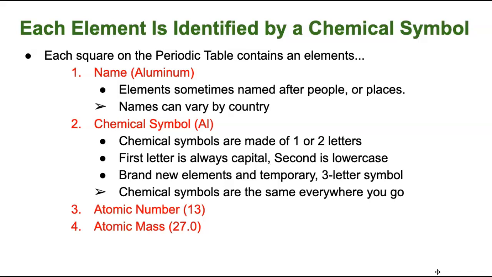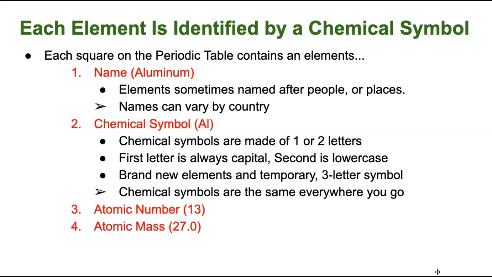Now each element has its very own square on the periodic table, and inside each square we can learn a lot about the elements. The first thing you'll see oftentimes is a name. Elements can be named in a variety of ways. They're sometimes named after the people that discovered them or the places that were important to their discovery. Really, whoever discovers an element gets to name it, so the names can vary quite extensively.